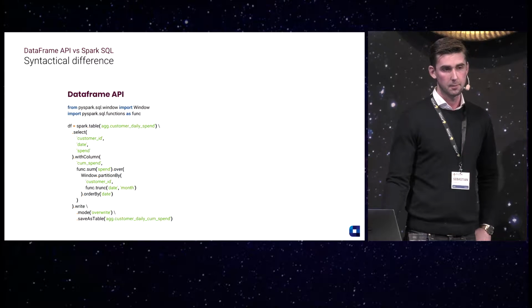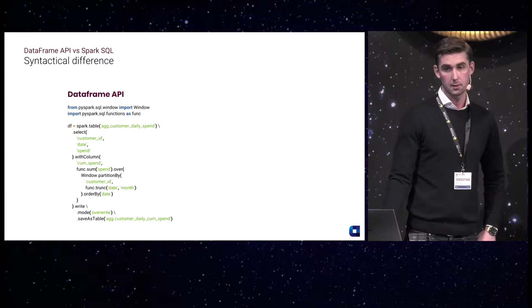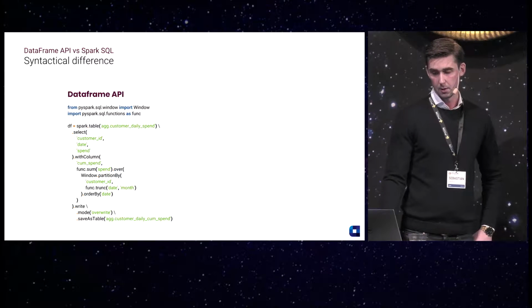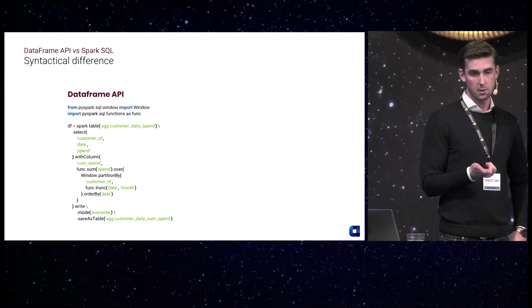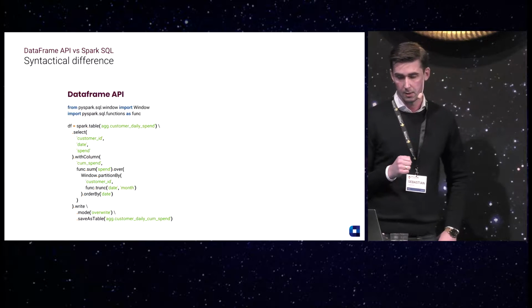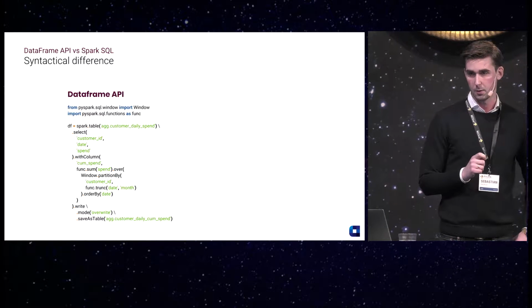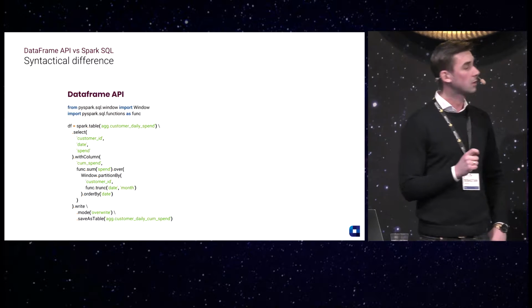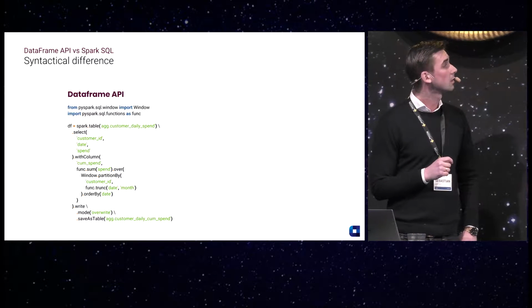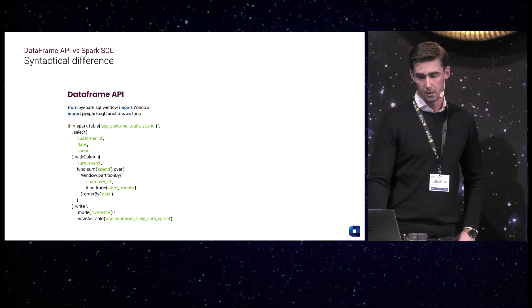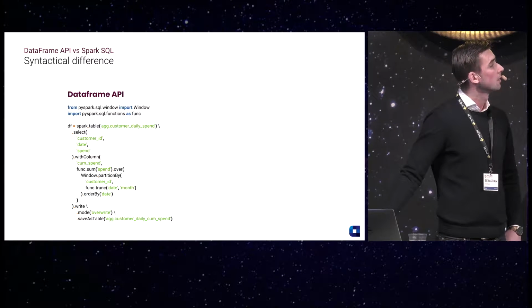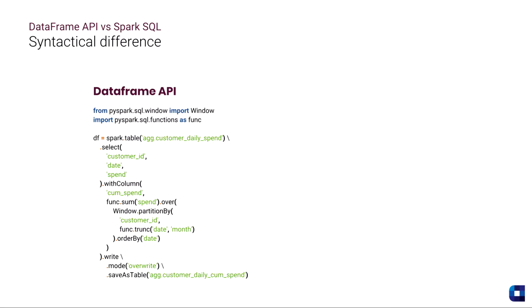In the DataFrame API in PySpark, you would solve it like this. You would create a DataFrame from spark.table, where spark is your Spark session. And then you would select the columns of interest. Then you would add a column with the withColumn command. You would name it cumulative spend. You will do a sum function over the spend column, over a window partitioned by the customer ID and the date truncated to a month, and then order it by date. And then you write and save it to a table.